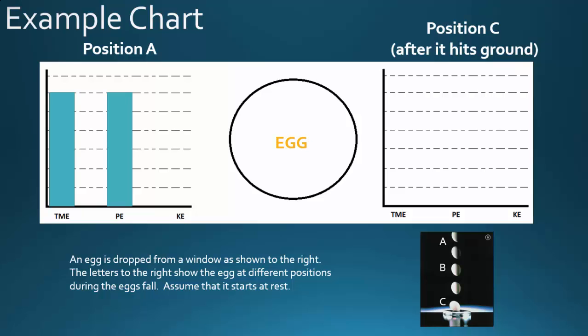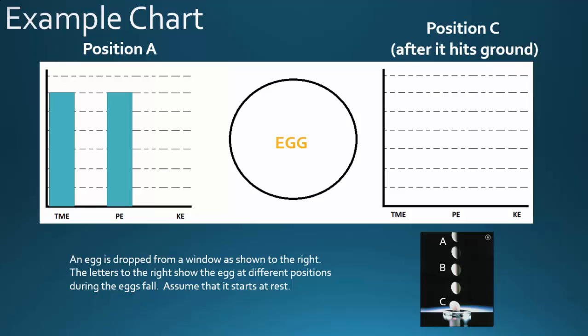Now let's look at what happens when the egg actually strikes the ground and comes to a stop and splatters all over the ground. Once again, I'm going to compare position A to position C just after it hits the ground. So at position A, I'm going to have the same amount of total mechanical energy and the same amount of potential energy. Well, this time, if it hits the ground and it splatters all over the ground, it's still not going to have any potential energy at position C. Well, if it's splattered all over the ground and it came to a stop, it's also not going to be moving, which means it doesn't have any kinetic energy. Well, this is a problem, because now it doesn't have any potential energy or kinetic energy, which means it's not going to have any total mechanical energy, which means energy is not being conserved.